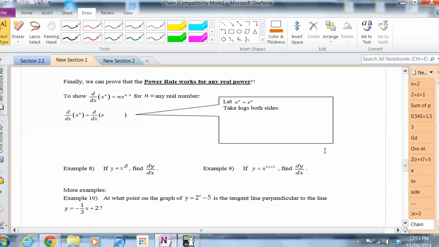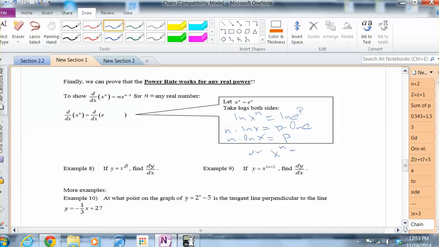Finally, we can prove that the power rule works for any real power. So x to the n equals e to the p. If I took the natural log of both sides, I would get this. So you have n times natural log of x equals p times natural log of e, just using our power property. And ln e is just 1, so p equals n times natural log of x.